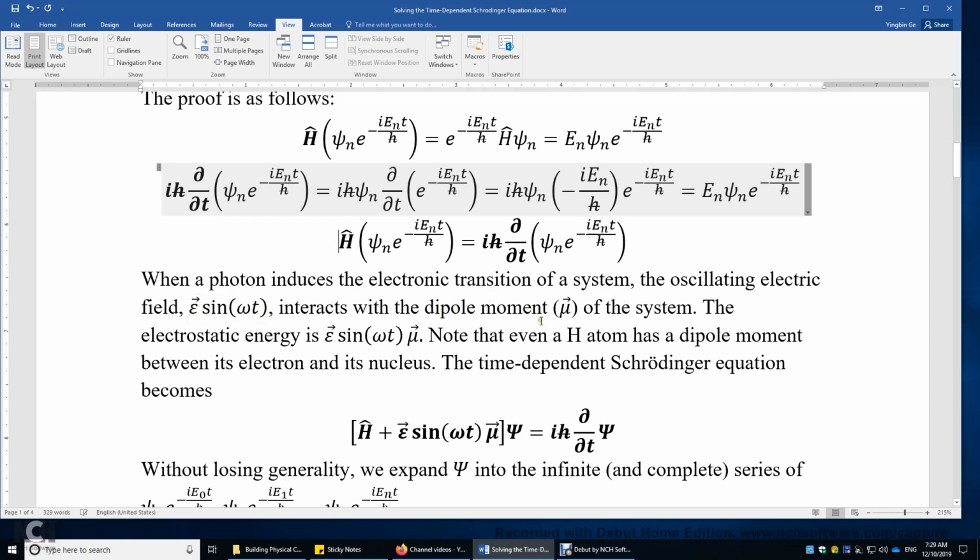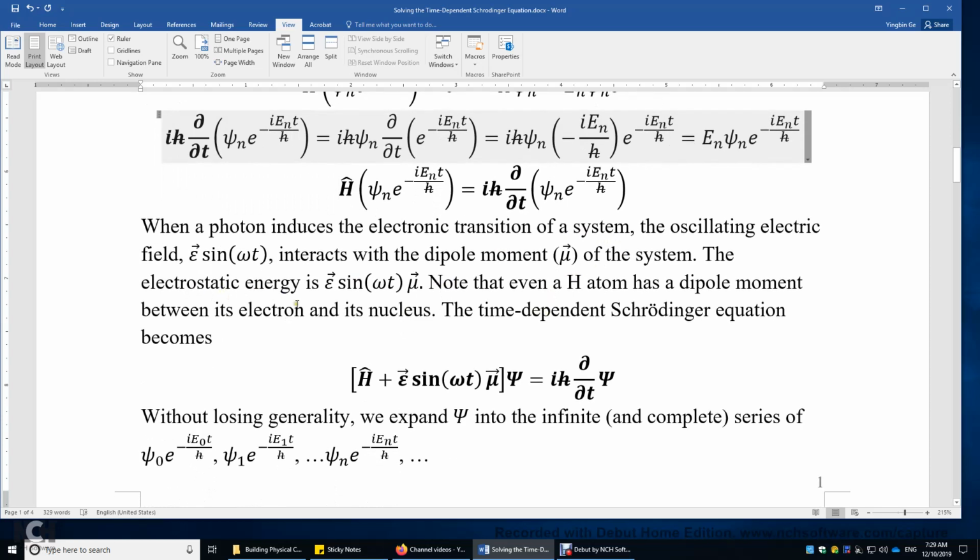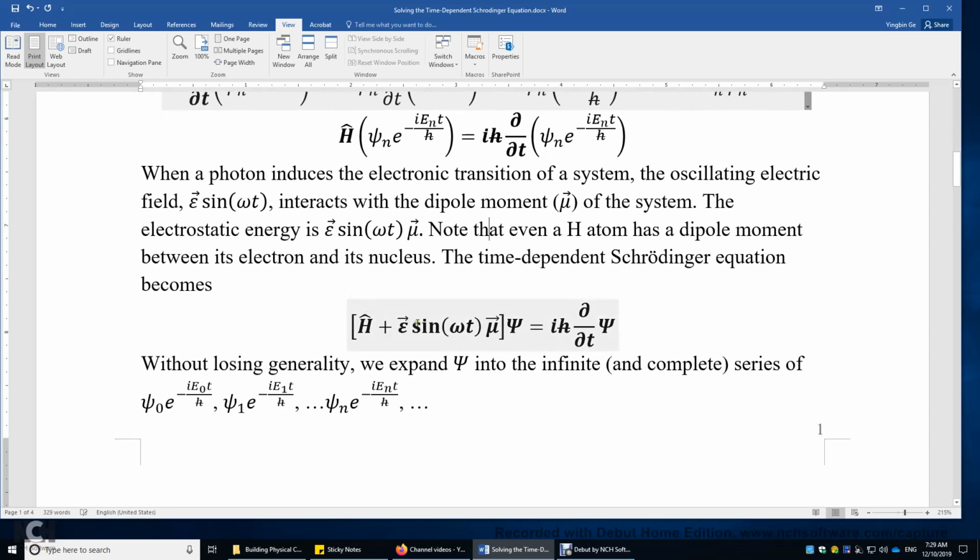So what if this oscillating electric field interacts with the dipole moment of the system? What will happen? The electrostatic energy is this electric field times the dipole moment of the system. Note that even a hydrogen atom has a dipole moment. It's between the electron of the hydrogen atom and the hydrogen nucleus. And then the time-dependent Schrodinger equation becomes more complicated. We have one more term here. Again, this term is the electrostatic energy of the system under the influence of the electric field of a photon.